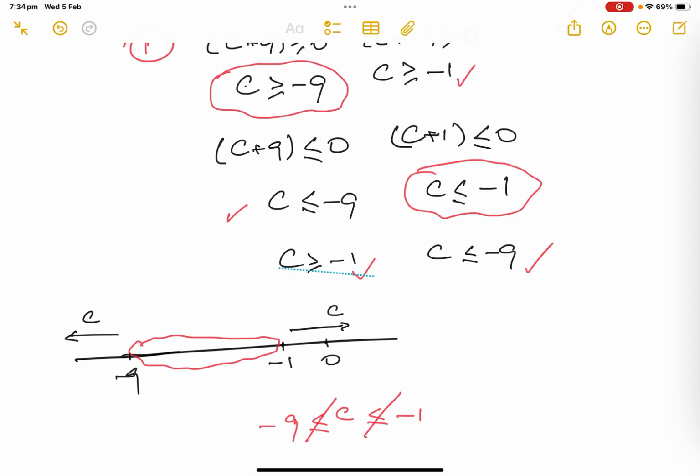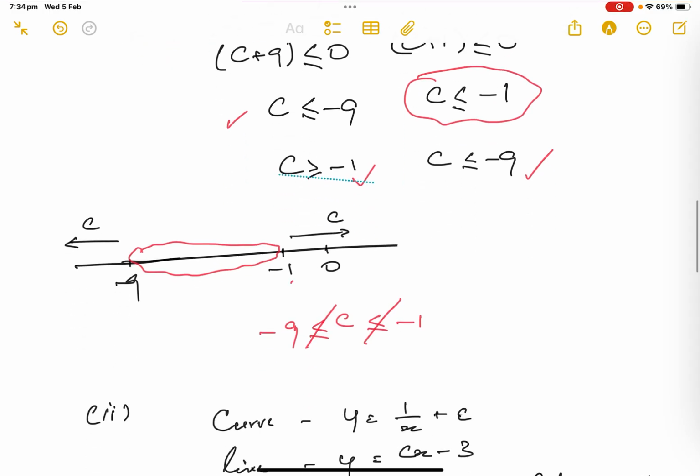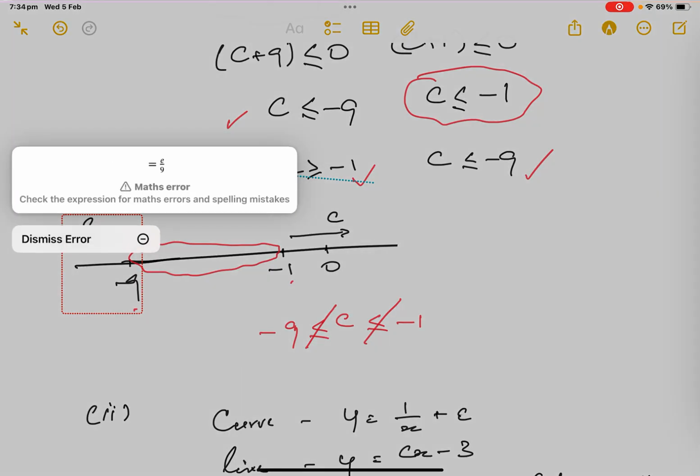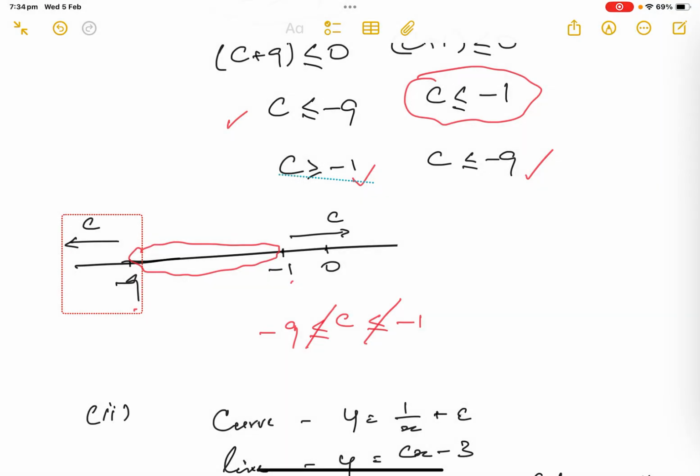So I put a little sketch showing minus 1 and minus 9. Less than minus 9 this way, and greater than minus 1 this way. In between, it shouldn't take values. If it does, the discriminant won't be greater than or equal to 0. The discriminant cannot be less than 0. That's what I just put.